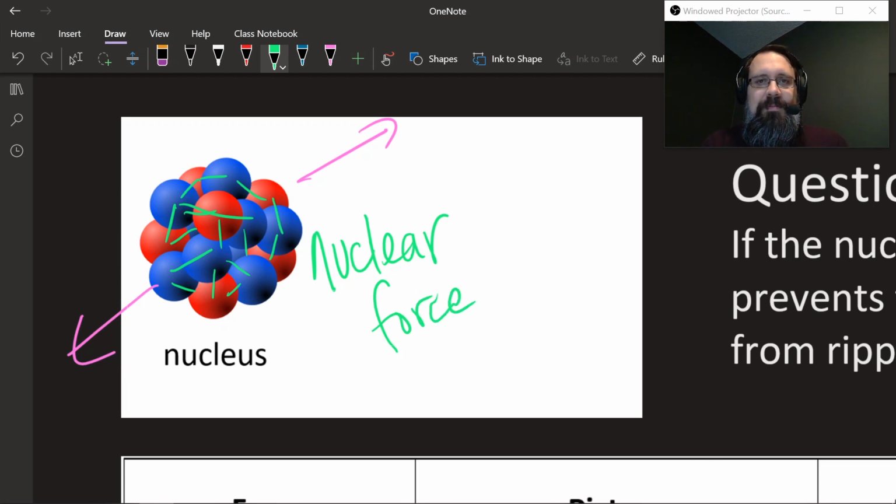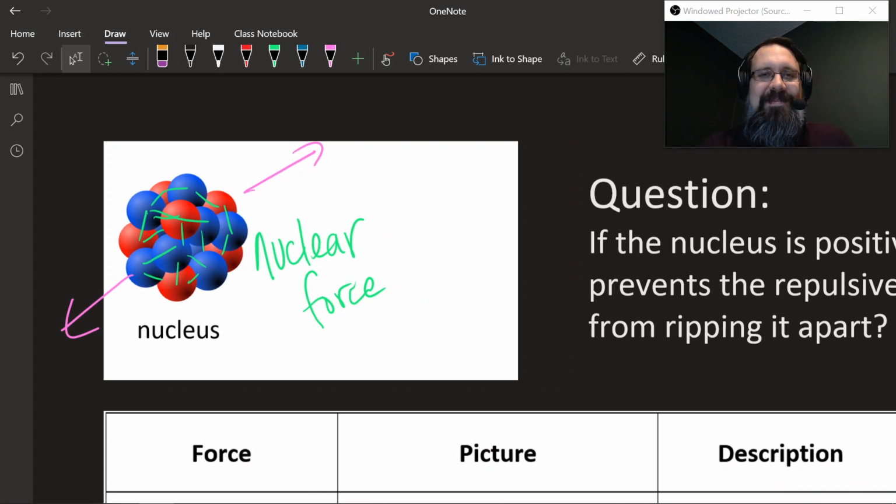So are nucleons the source of the nuclear force? No, it's actually quarks, but nucleons are made of quarks. I'm not going to talk about quarks, but that's the source of the nuclear force. We'll talk about it in IB physics.